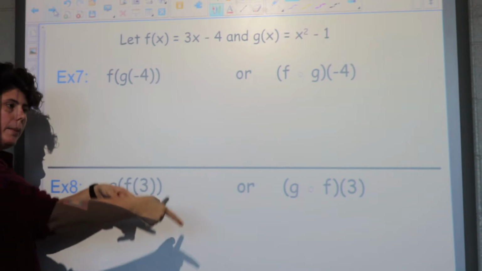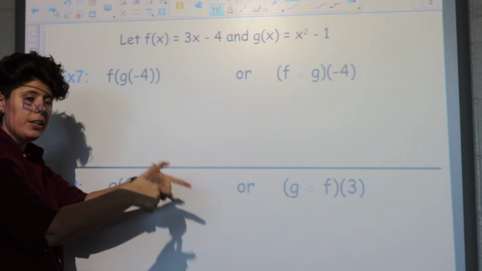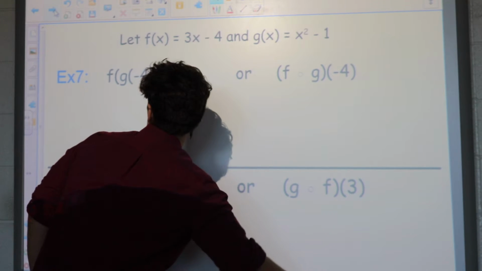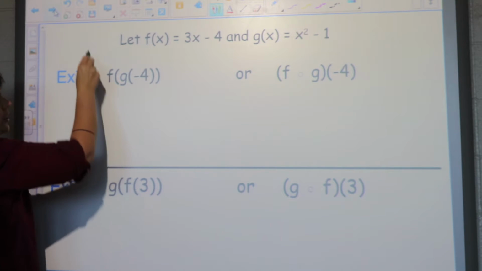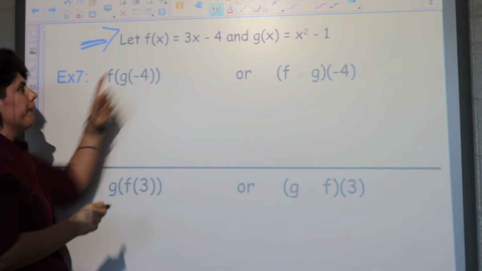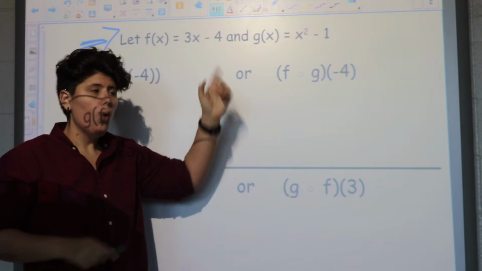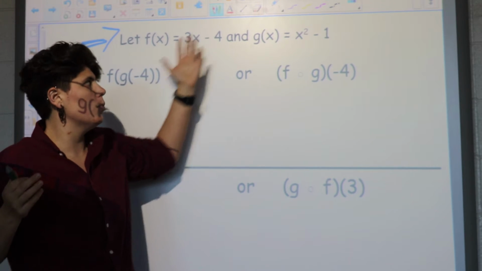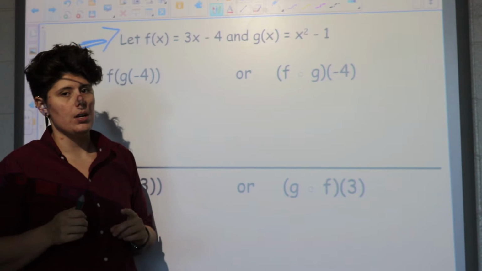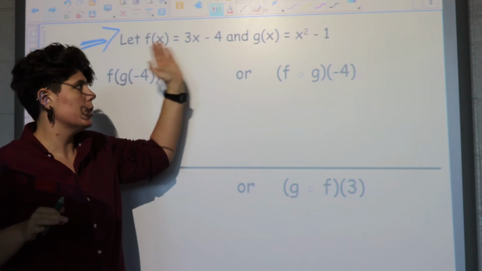Remember, if you put in a number, you get out a number. You put in a letter, you get out a letter. So, for example, number 7, the thing to look out for is that f and g changed. We could have any function we want, but the problem will always tell you what they are. You don't have to memorize them. They will always be listed.